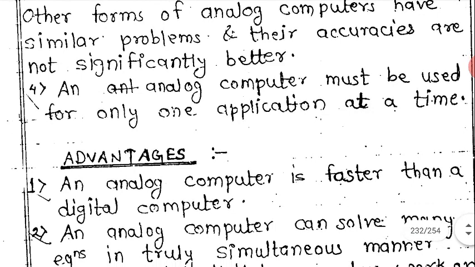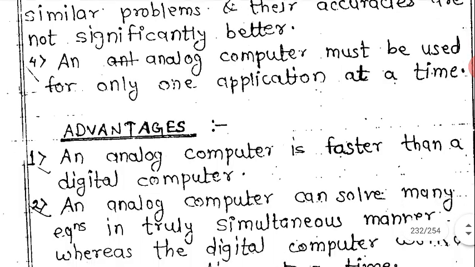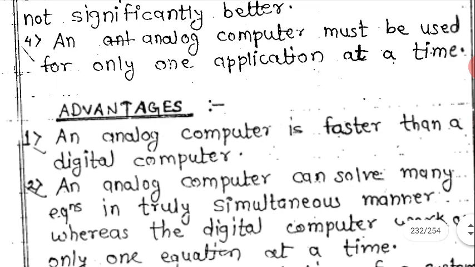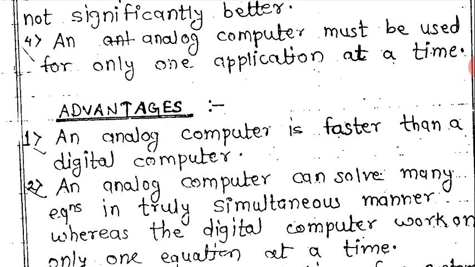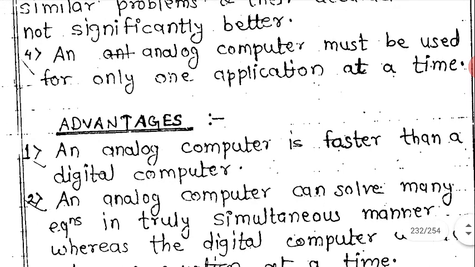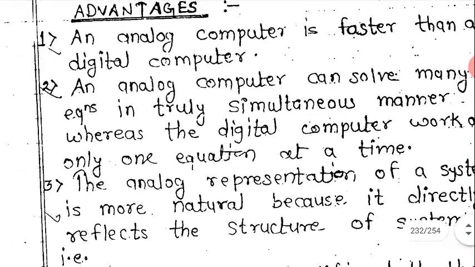Other types of analog computers have similar problems, and their accuracies are not significant. So this is one type of limitation. Another one is that an analog computer must be used for only one operation at a time. This is also one type of limitation. Thank you very much.